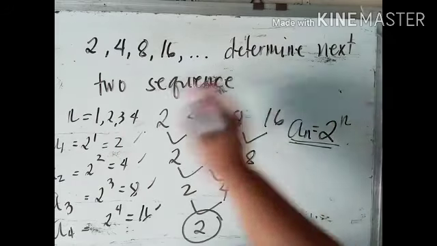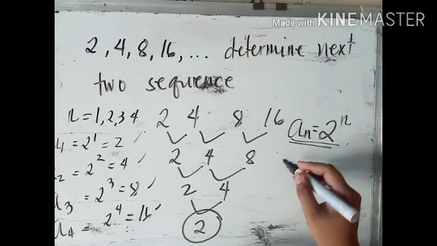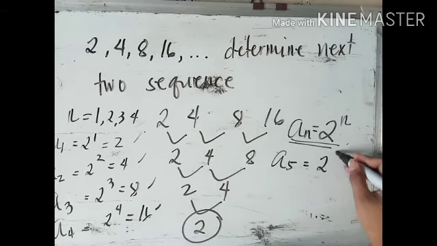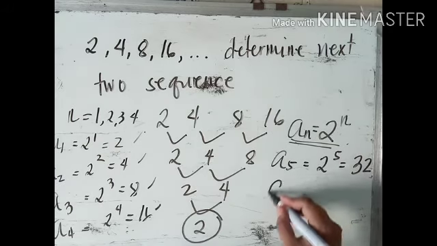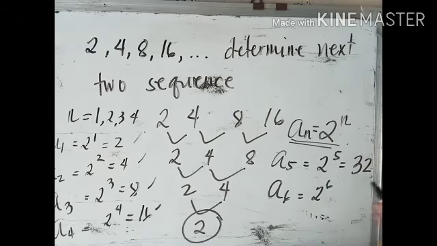Okay, so we are now going to determine the next two terms. We are going to find the fifth. So that is 2 raised to 5, that is 32. So a6 is equal to 2 raised to 6. So 32 times 2, that is 64.